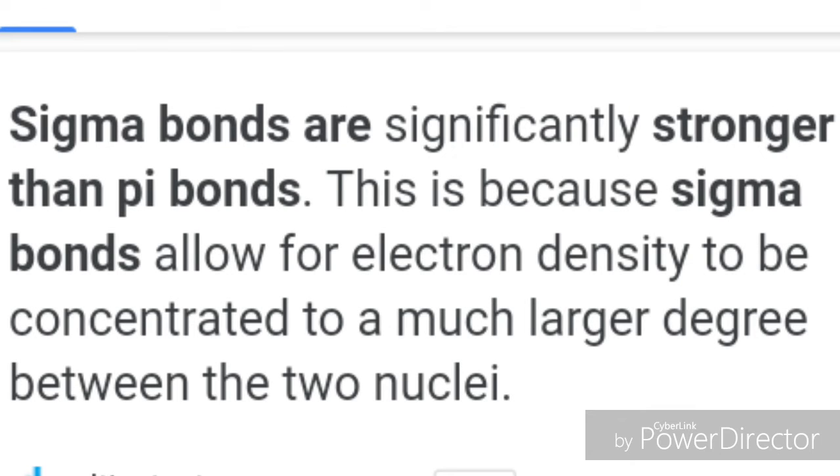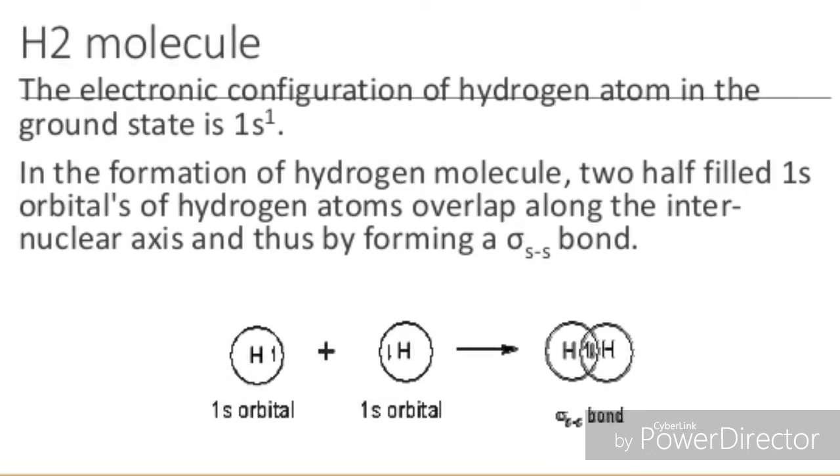Sigma bonds are significantly stronger than pi bonds. This is because sigma bonds allow for electron density to be concentrated to a much larger degree between the two nuclei. It happens on internuclear axis. Students, the pi bond overlap gives a weaker bond due to the lateral overlap of p orbitals, which is not to greater extent.